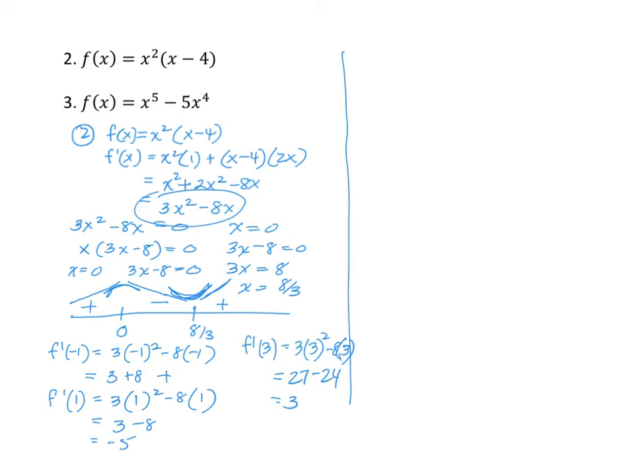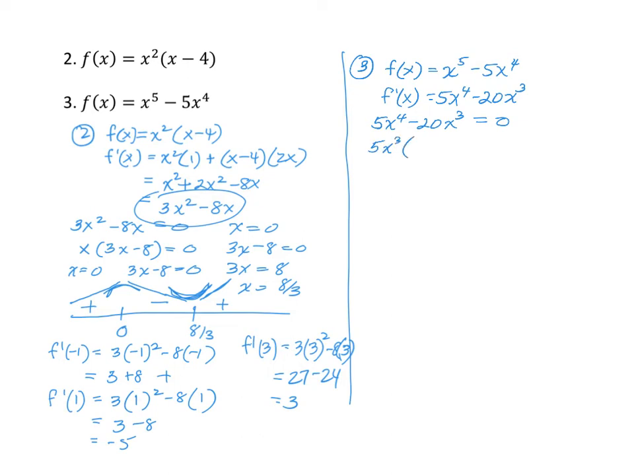And the final problem is f of x equals x to the 5th minus 5x to the 4th. When I take the derivative of that, I get 5x to the 4th minus 20x cubed. And I can set that equal to 0 to find the critical points. Okay, and I'm going to factor out a 5x cubed. So what I have remaining is an x there, and then minus 4. Pretty easy to factor that one.